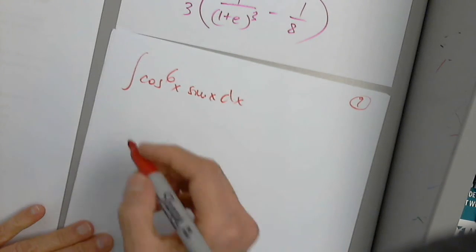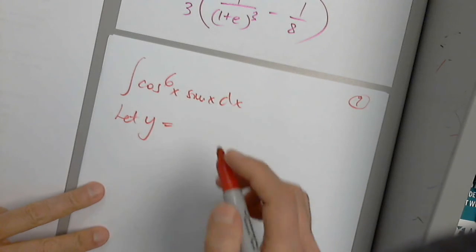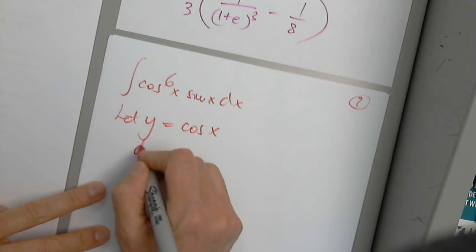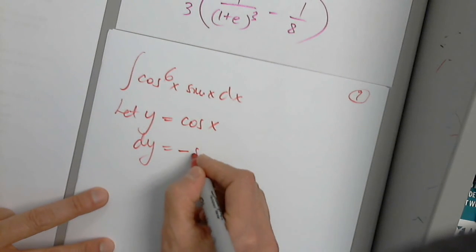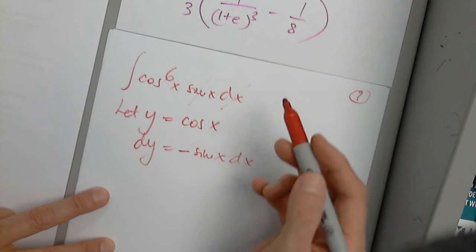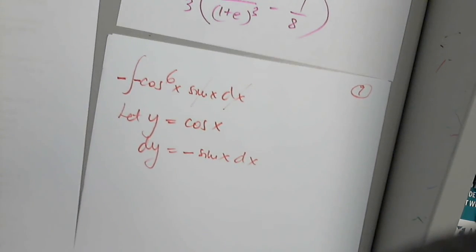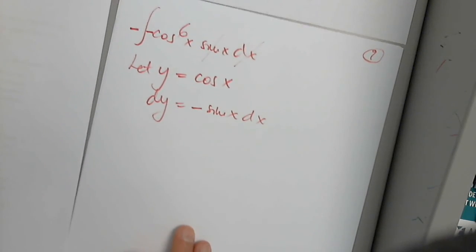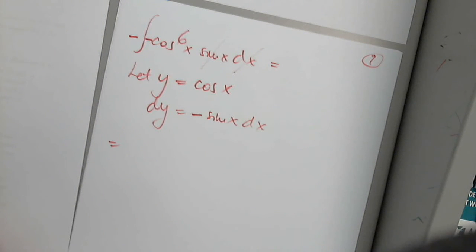Okay, so we use a substitution. We say let y be cosine x. And now we want to determine dy. Excellent. Negative sine x dx. Awesome. I have sine x, I have dx. I am missing the minus, but that's not a problem. I can multiply by -1 twice. Why is it? Because when we differentiate cosine, we get negative sine.